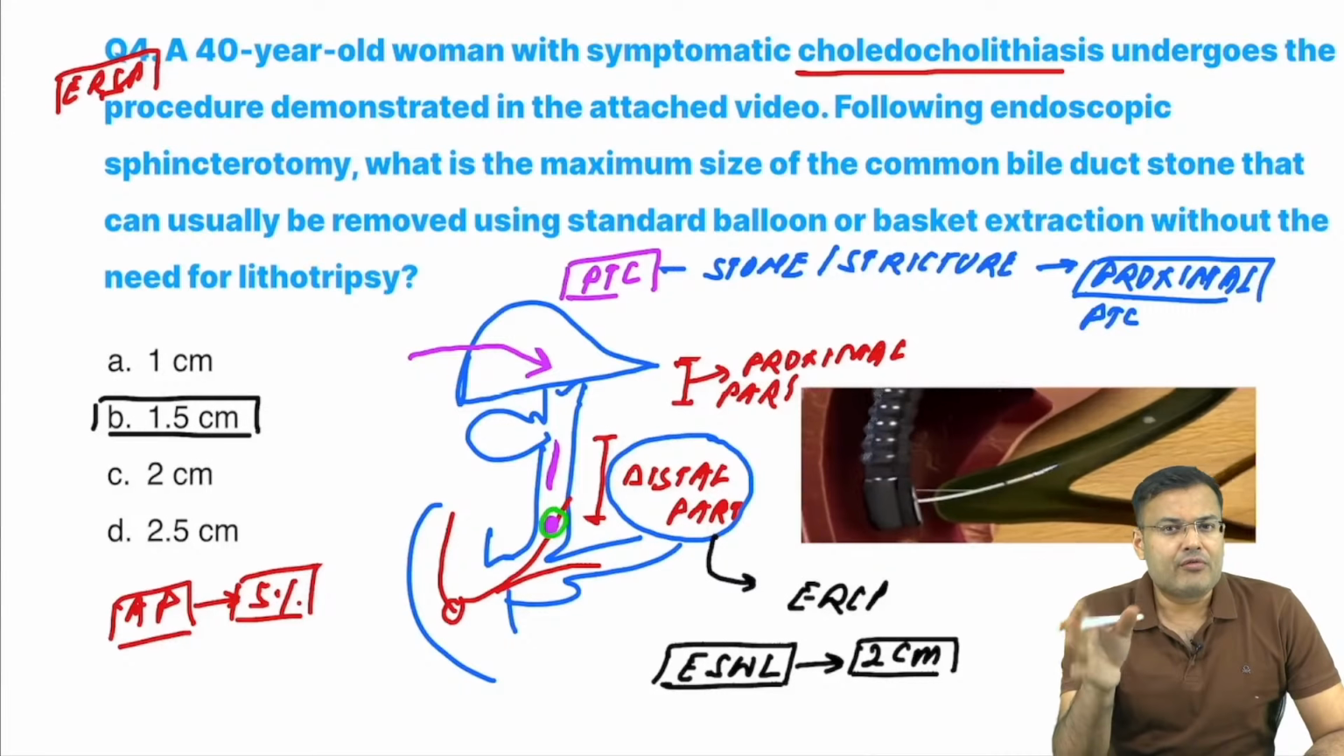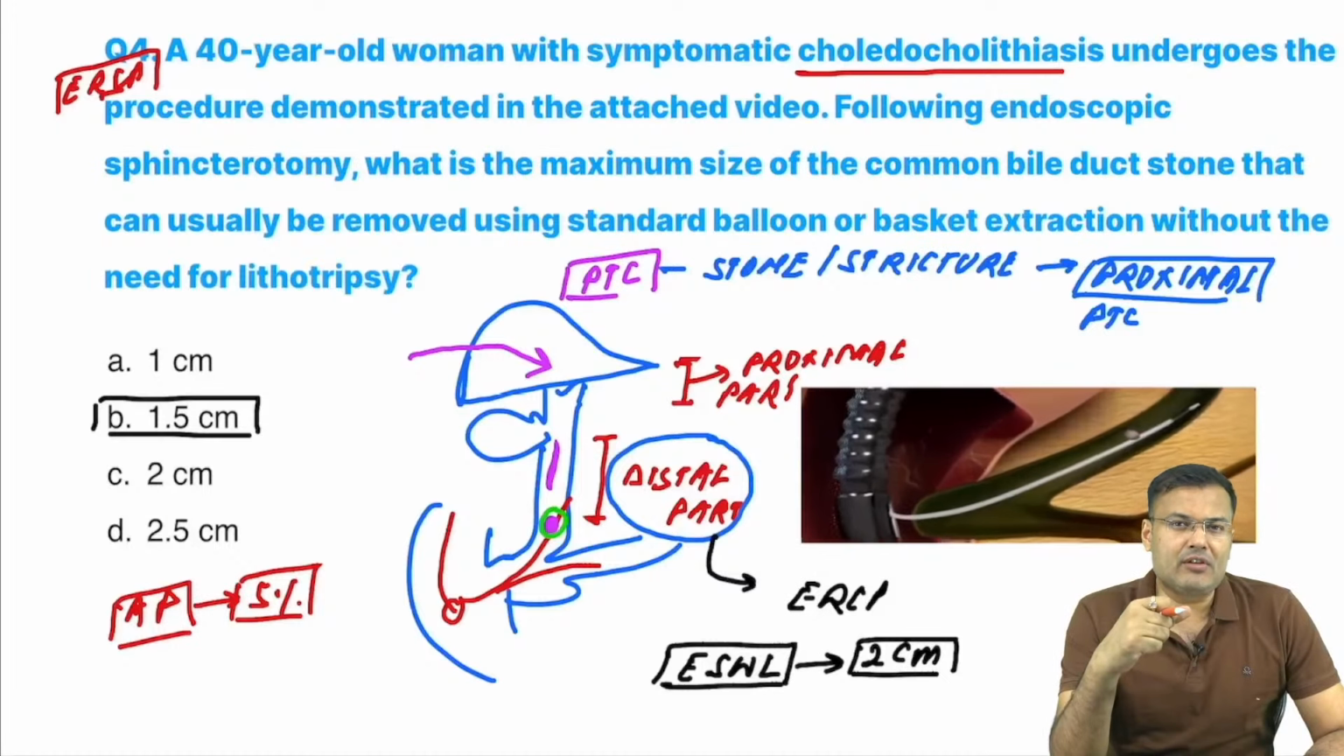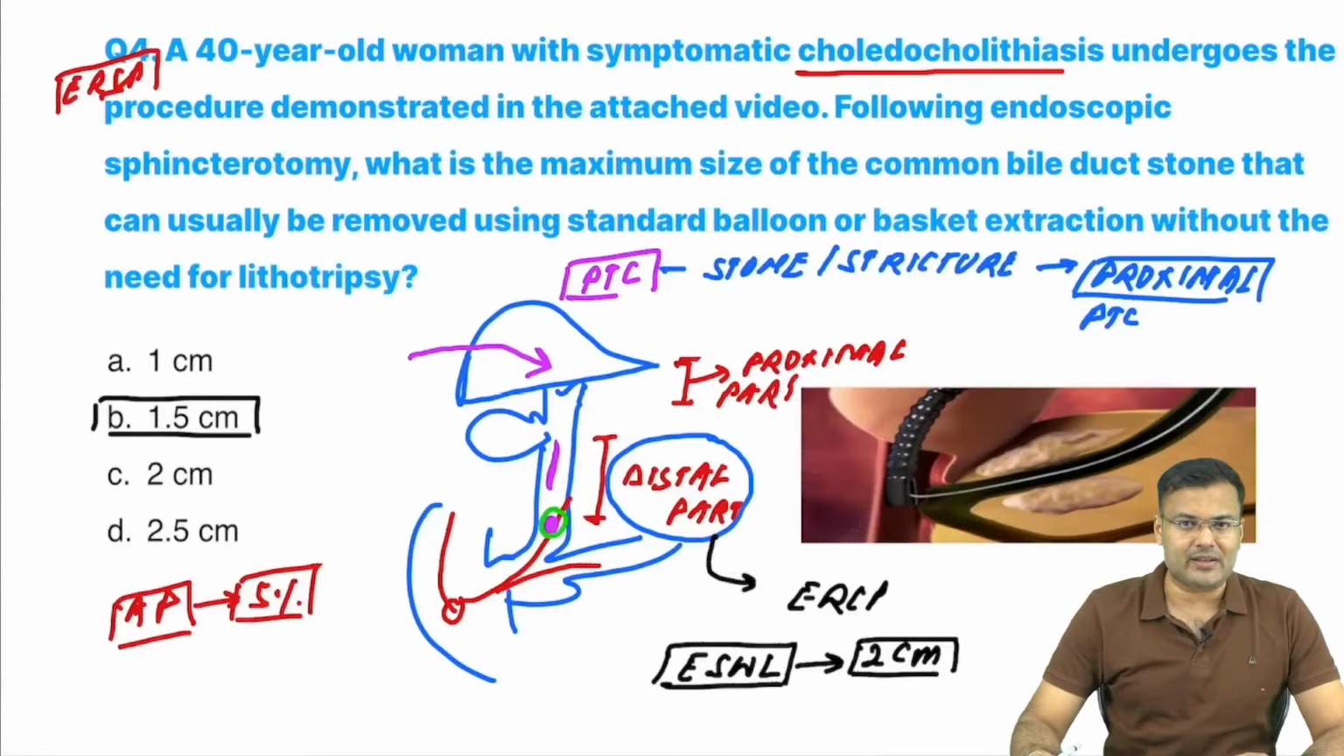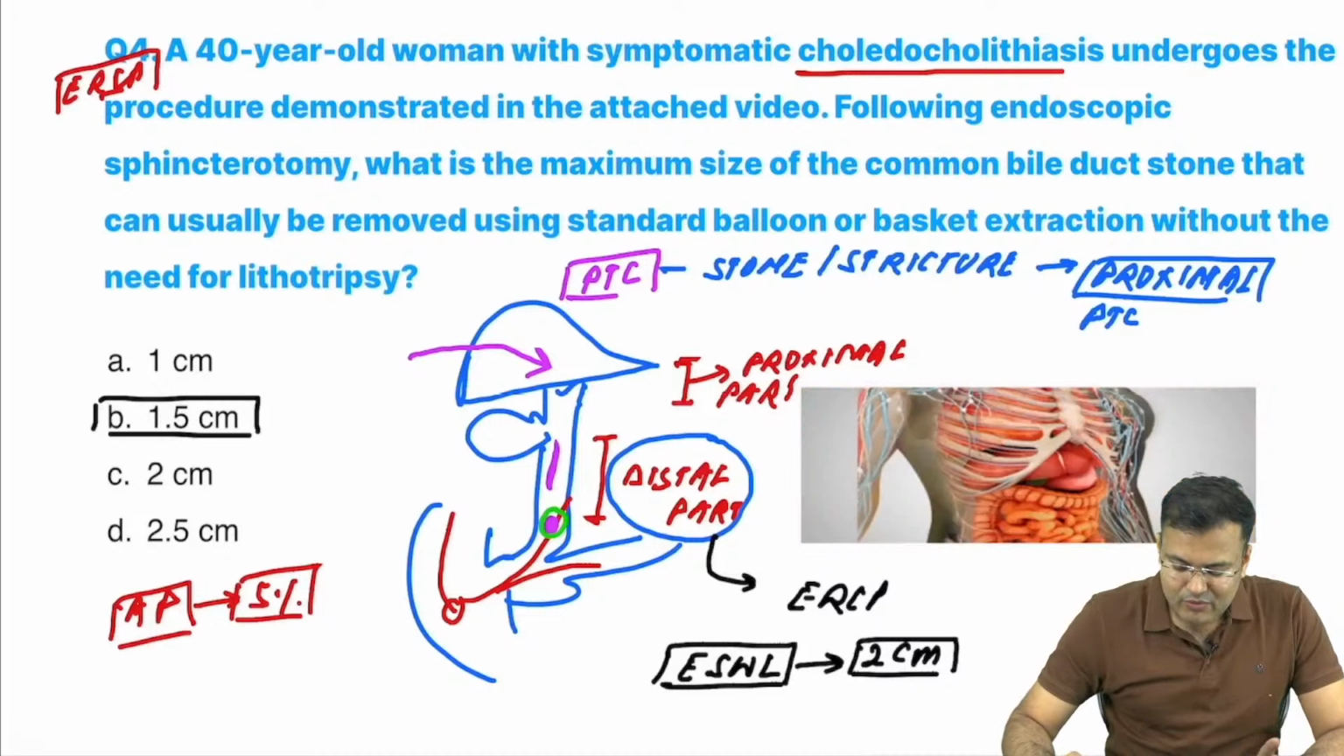And for CBD stone, what is the investigation of choice for diagnosis? MRCP. What is the gold standard investigation? That is ERCP. Easy. So this is 1.5 centimeter.